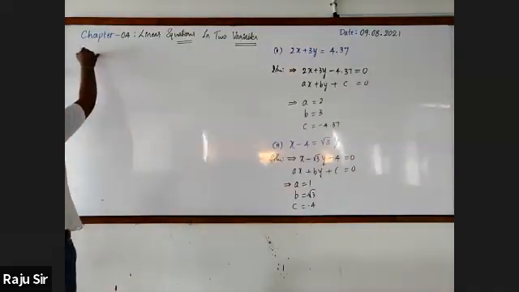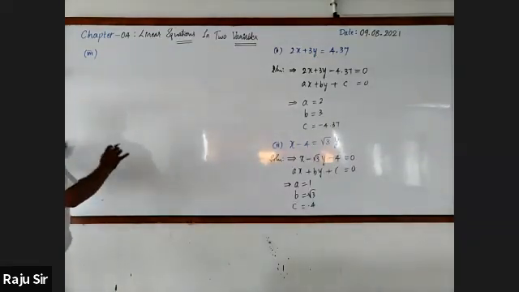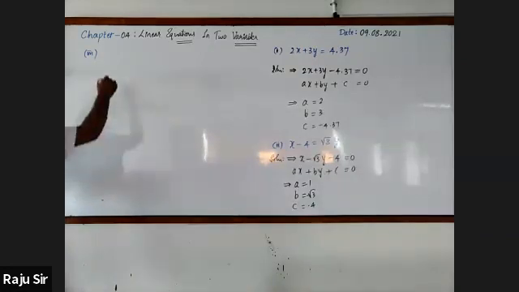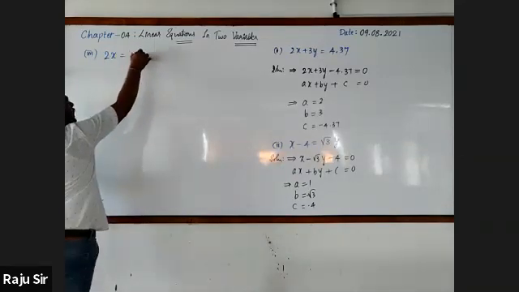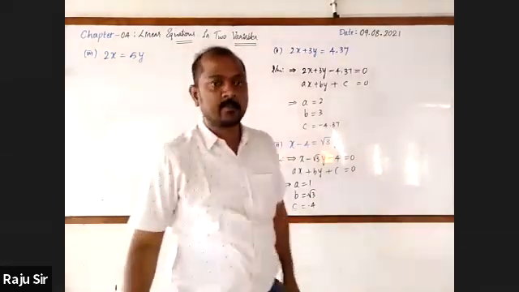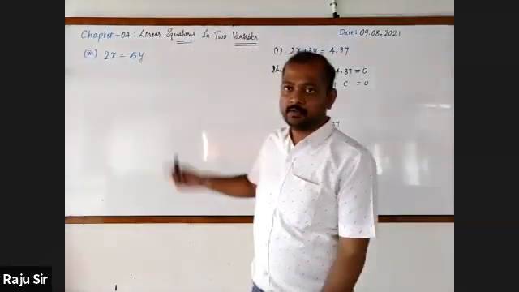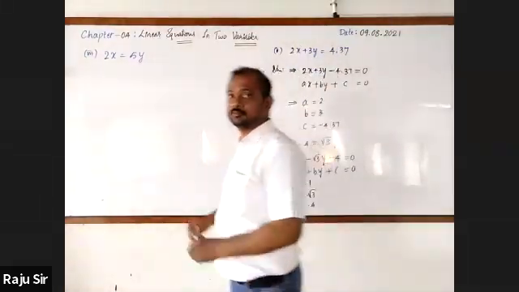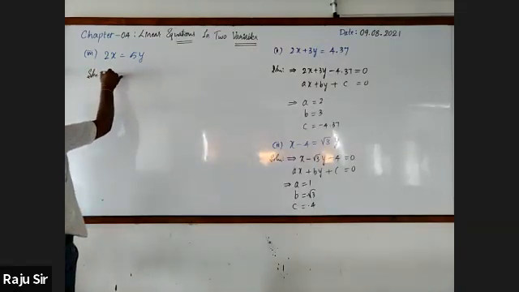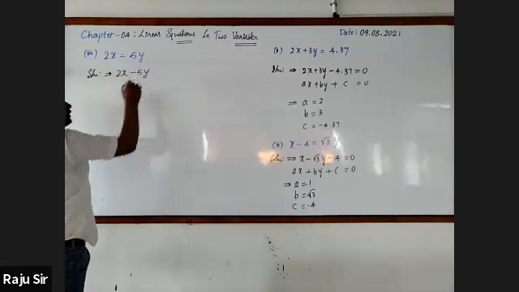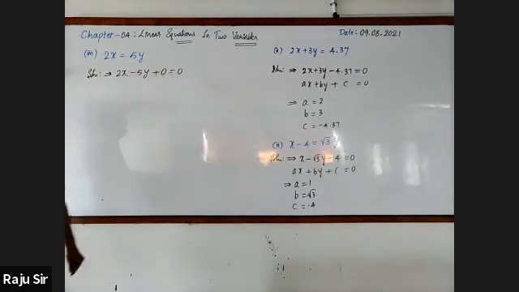Now you write the third example. This is also a simple one. 2x equal to 5y. 2x minus 5y. Sir, 2x minus 5y plus 0 equal to 0. There is no plus c, so plus 0 equal to 0.